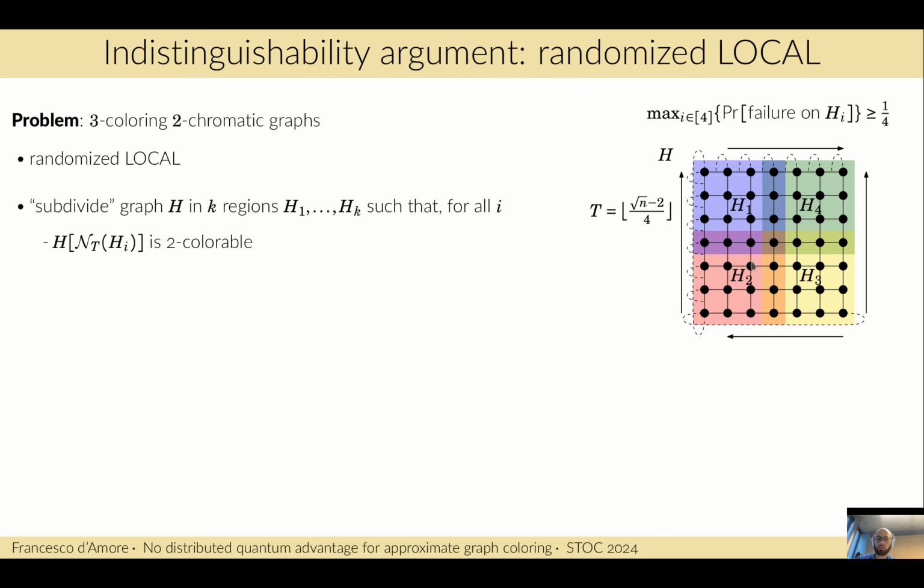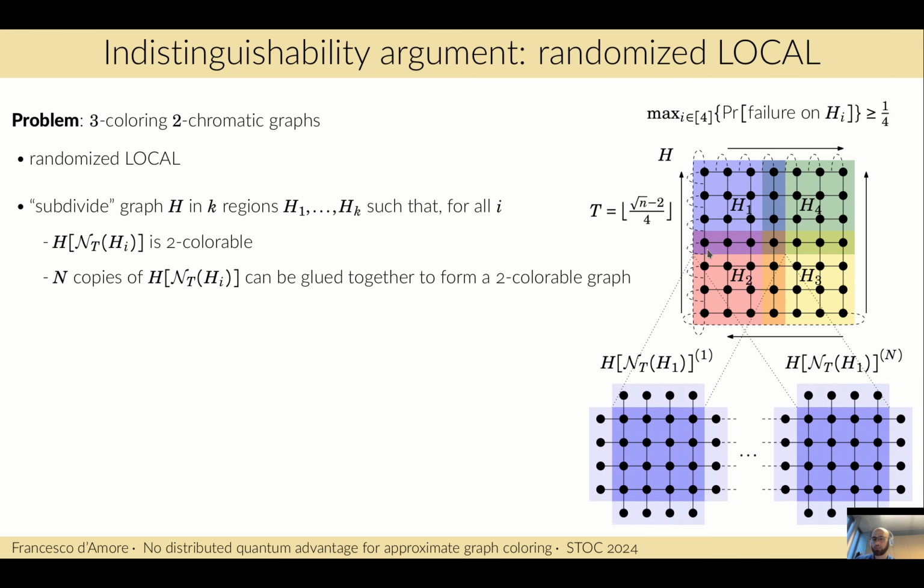But for sure we know that in at least one of these 4 regions there is probability 1 over 4 to get a failure. So we specifically focus on that region. And then we have to require that we can take many copies of this region together with the T view around it and glue them together to form a 2-colorable graph, which is an admissible instance. And in this case it is possible because basically we are taking 2-colorable graphs and just adding some edges here and there, which will keep everything 2-colorable.